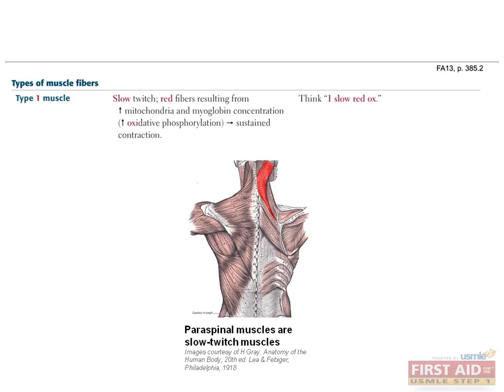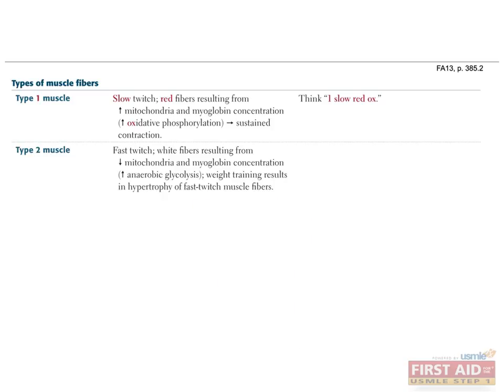Slow twitch muscles tend to be postural muscles, for example your paraspinal muscles. They have long sustained contractions. Just think about when you're walking or sitting up. This allows ample mitochondria to have time to go through oxidative phosphorylation and create enough ATP to continually power these muscles. In contrast, fast twitch muscles are white because they do not have a lot of mitochondria or myoglobin.